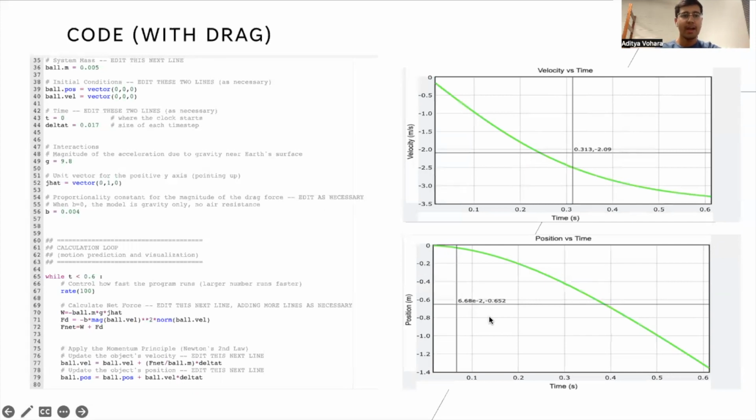Now we look at code with drag. As you can see here, the initial conditions remain the same, the only thing which changes is the b. b is basically the coefficient of resistance, and after experimentation it was taken as 0.04. As we can see, there are two forces acting: the drag force acting in the positive y direction, which is -b times the magnitude of the ball velocity times the ball velocity vector, and the gravitational force acting in the opposite, negative y direction, which is -mg. Hence the F net is the force of drag plus the force of gravity. We have also used the position update as well as the velocity update formula. Velocity versus time as well as position versus time graphs are shown below.